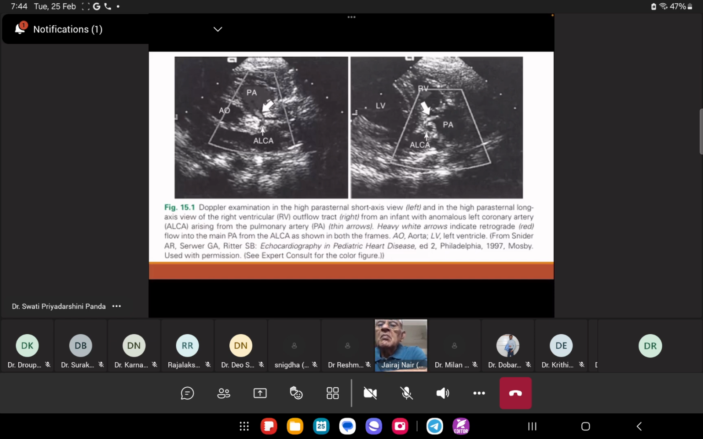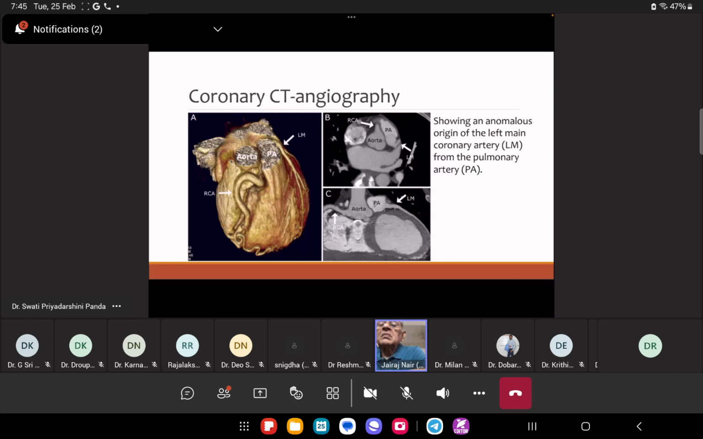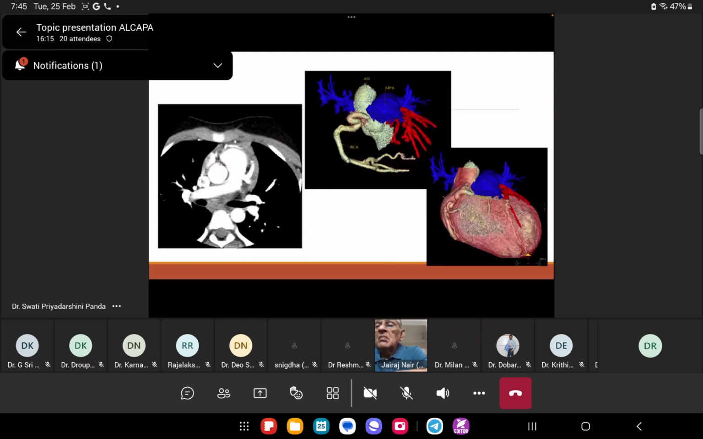On the left side, the image shows a high parasternal long axis view of the right ventricular outflow tract from an infant with ALCAPA, where you can see the left coronary artery originating from the pulmonary artery, and on the right side of the image, the white arrow shows the retrograde filling of the pulmonary artery. This is a CT coronary angiograph, showing anomalous origin of the left main coronary artery from the pulmonary artery. These are the CT images again.